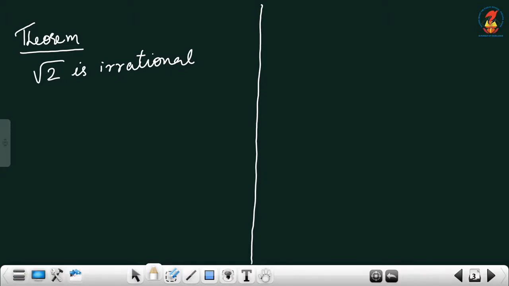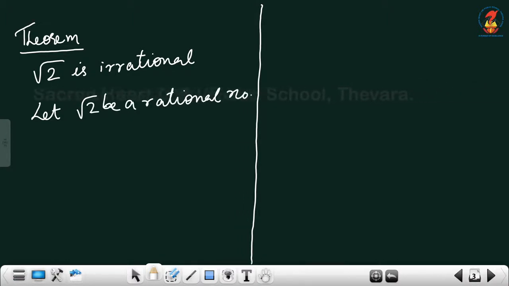Theorem: root 2 is irrational. We have to prove root 2 is irrational. Let us suppose that root 2 is a rational number.